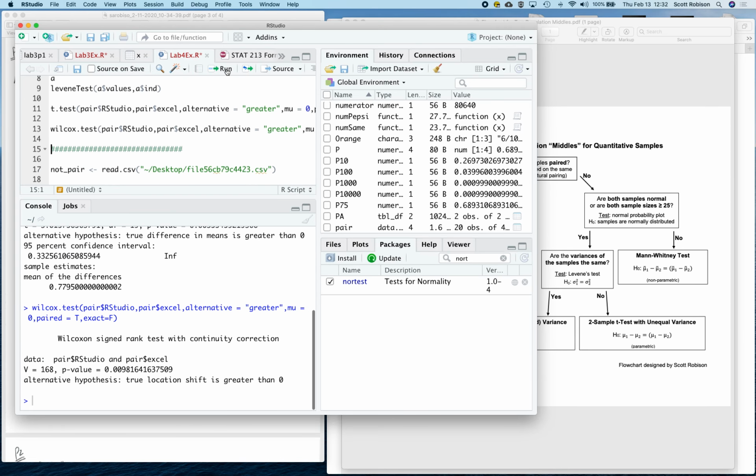So if you were to run the non-parametric version of a paired test, then here you would get the test statistic to be 168 and the p-value to be 0.009.